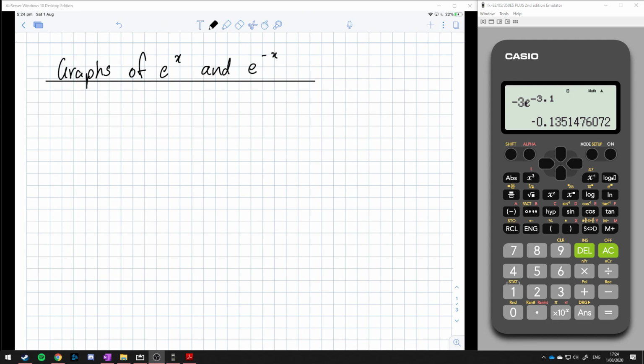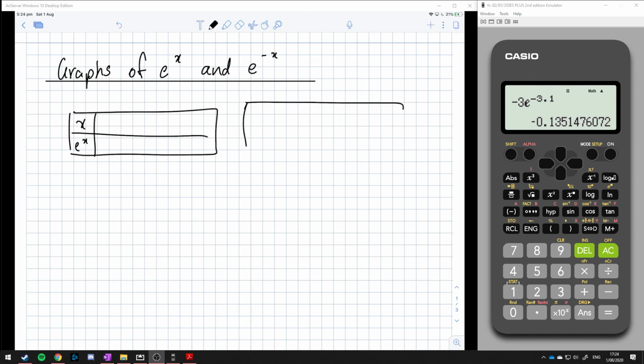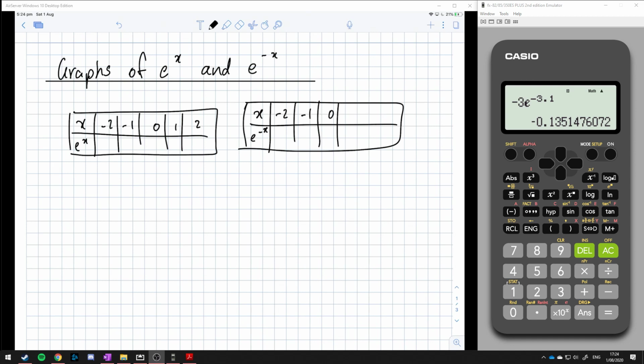Okay, so let's have a look at the graphs of e to the power of x and e to the power of minus x. We're going to quickly draw up a table of values for these, because we'll notice something really cool that happens between these two. So what we're going to do is substitute our values into e to the x and e to the minus x, and we'll start from minus 2 and go up to 2, and the same for this one too.